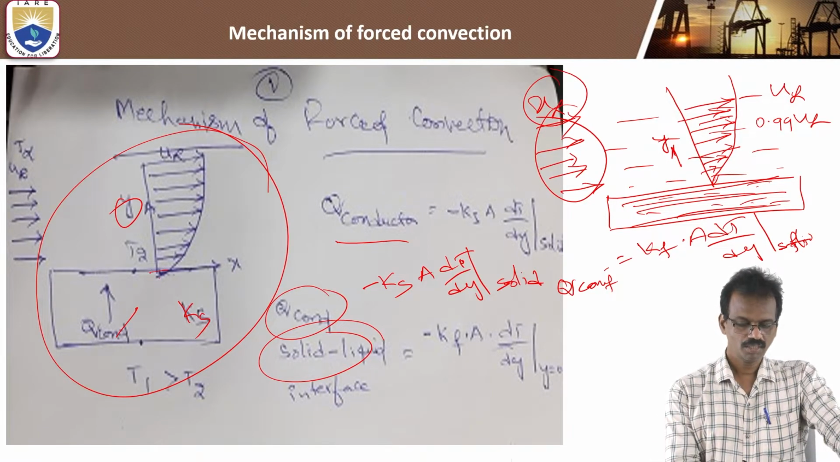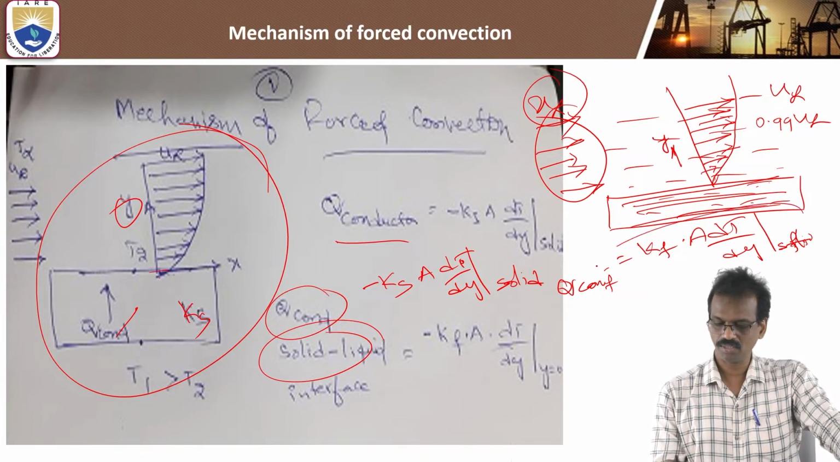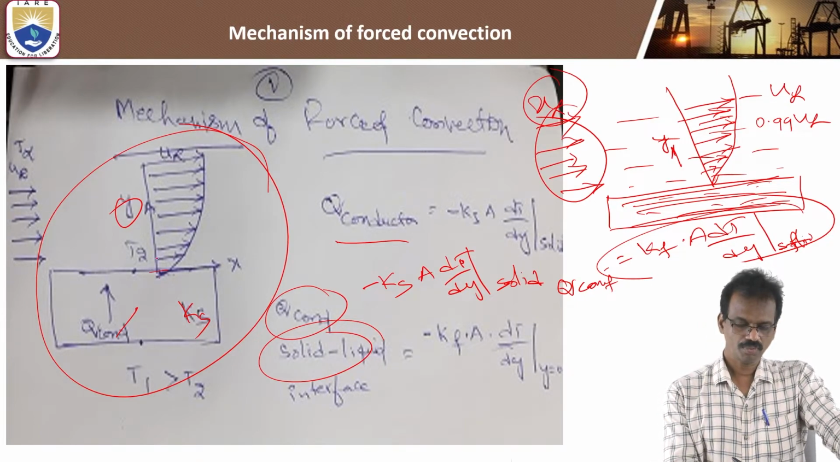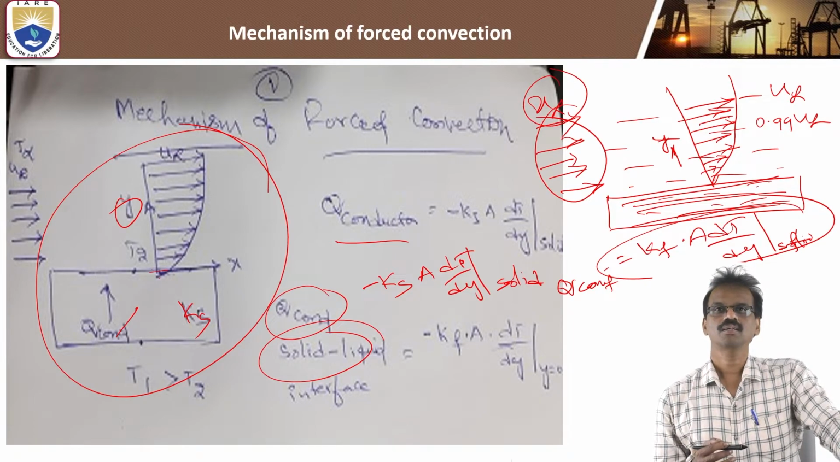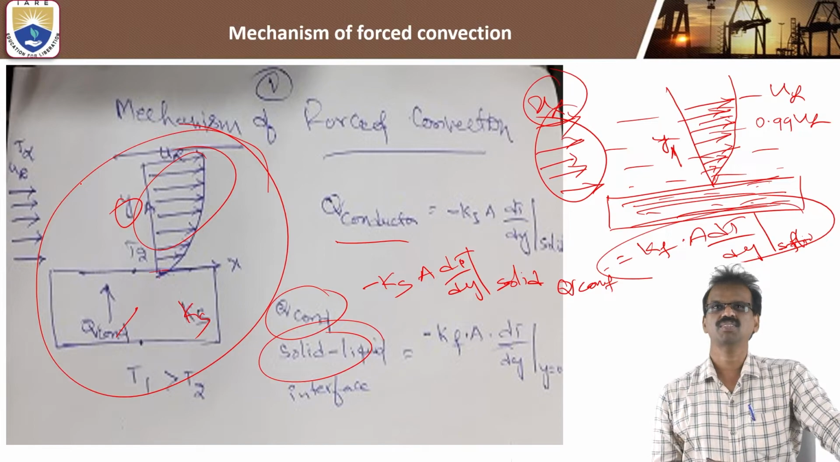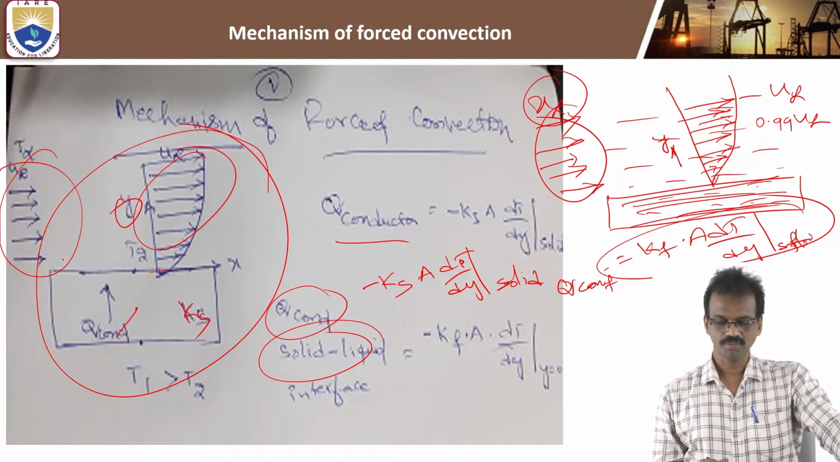So here also conduction heat transfer takes place. Initially, heat transfer takes place from the solid to the fluid by the conduction process, a small amount, that is kf into area into dT by dy. Then from fluid to fluid, heat transfer takes place by the convection principle. In this way heat transfer takes place. So this is the forced convection mechanism you will see.